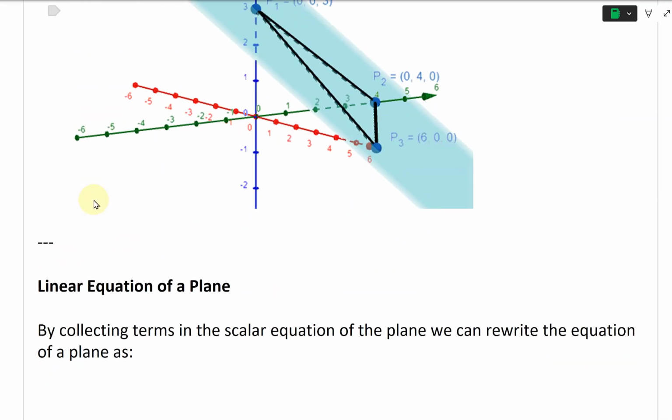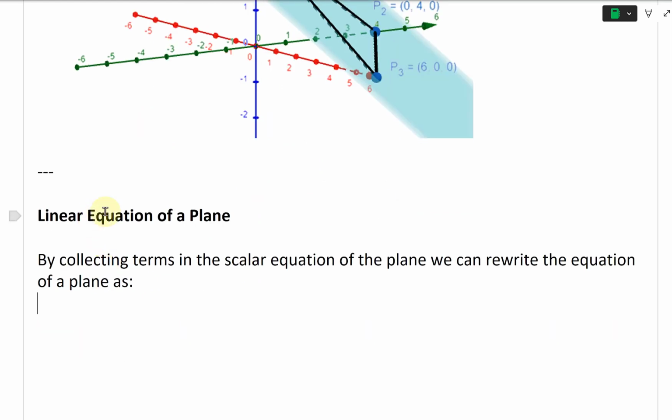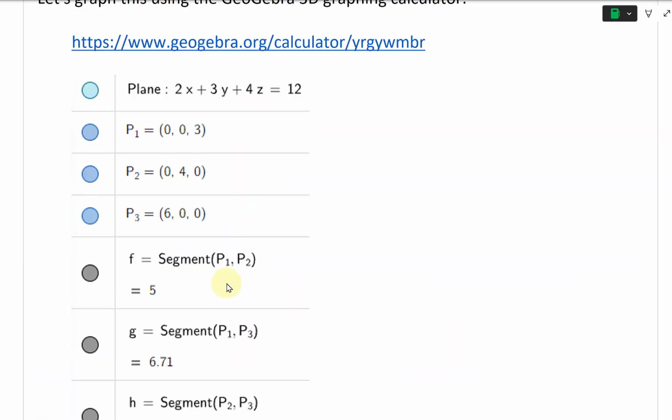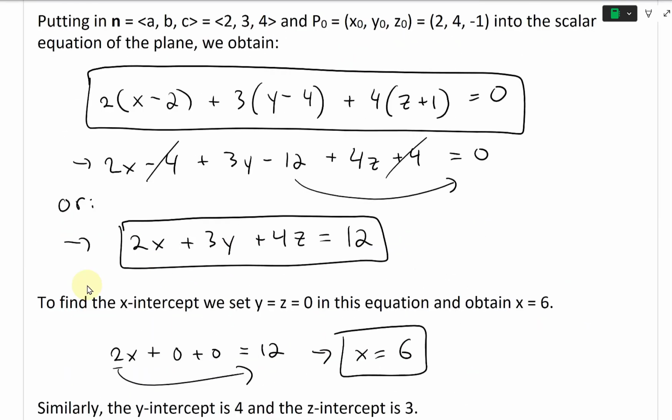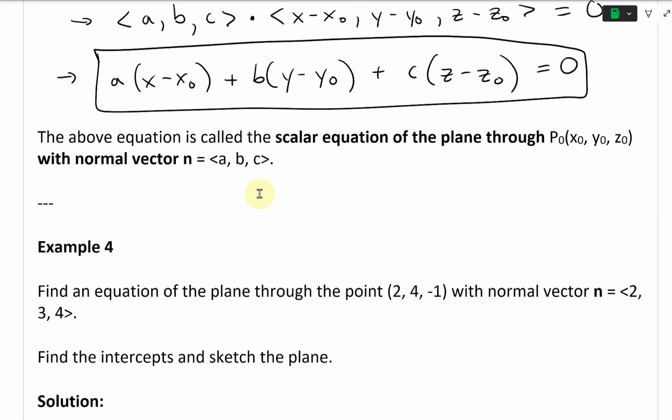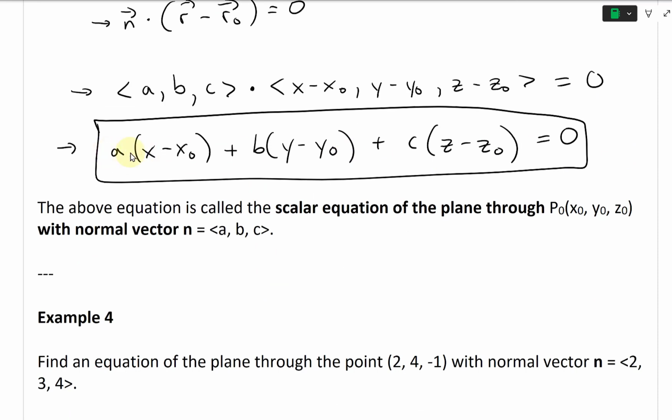All right, now let's go further and look at a linear equation of a plane. By collecting the terms in the scalar equation of the plane, we can rewrite the equation of a plane as follows, and it will look something like how we simplified it here. If we go back to this plane equation and write it out, then we can simplify it and collect all of the constant terms, such as a, x naught, b, and y naught when they are multiplied with each other.